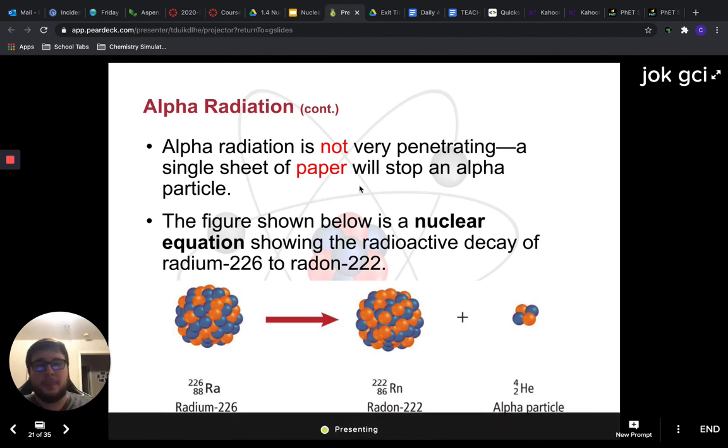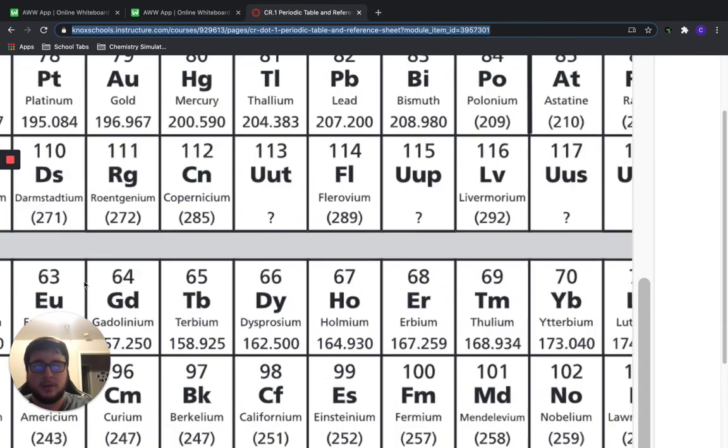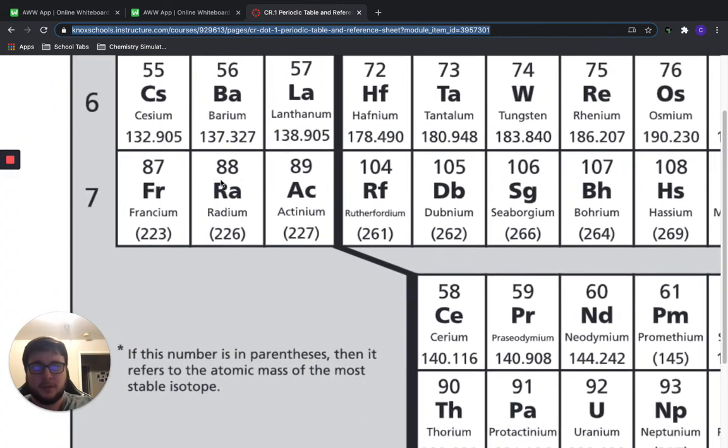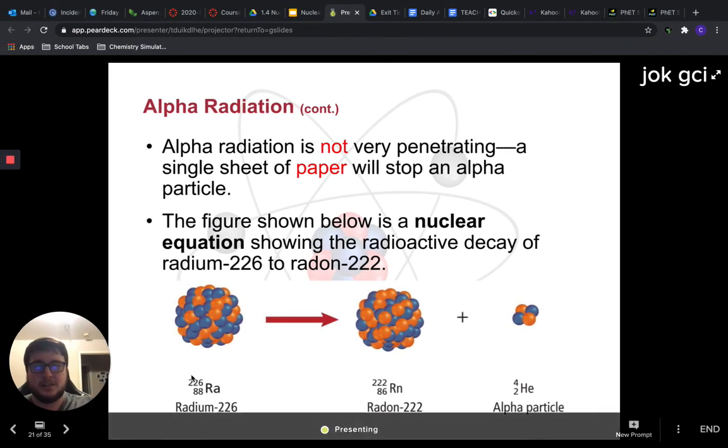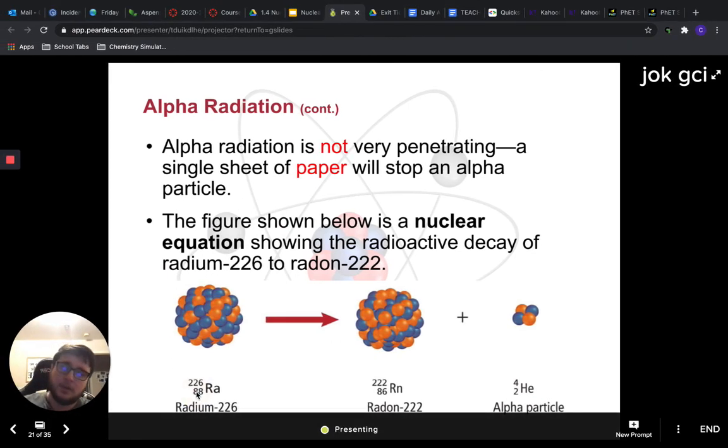All right, so here's a figure that shows a nuclear equation. Remember, nuclear just means it has to do with the nucleus of an atom, so we're looking at protons and neutrons here. It shows the radioactive decay of this isotope of radium, radium-226, to radon-222. If I start with radium-226 and find radium on the periodic table, it is number 88, which is why it has this 88 down there. It means it has 88 protons, and if I subtract the atomic number from the mass number, that tells me it has 138 neutrons.